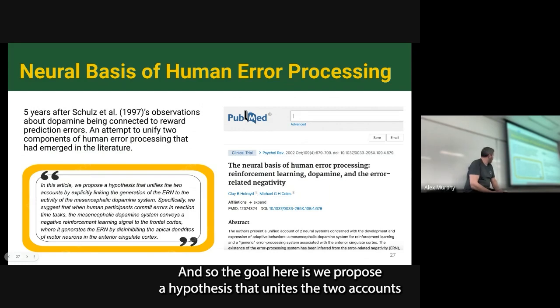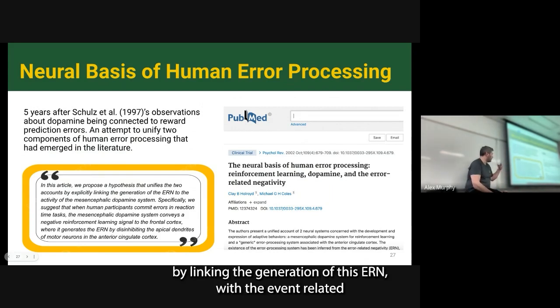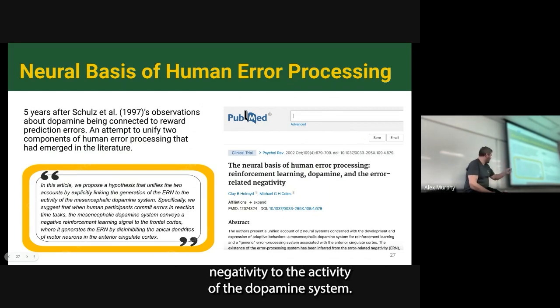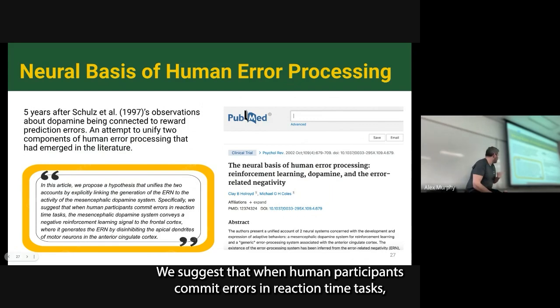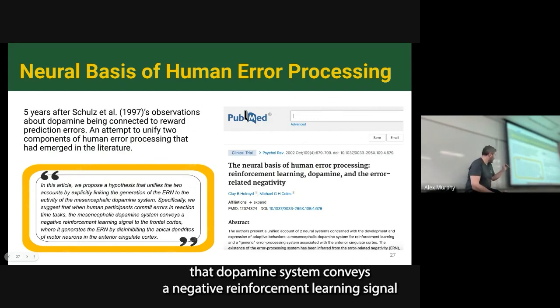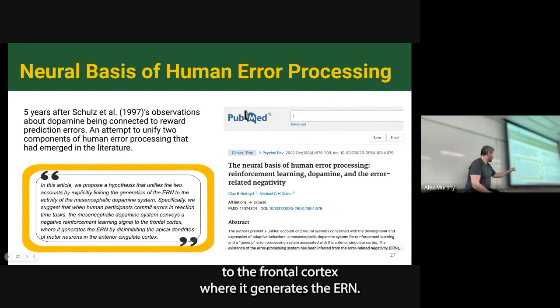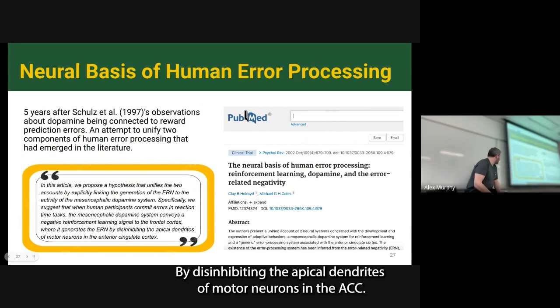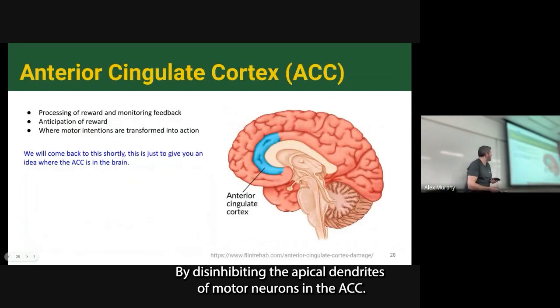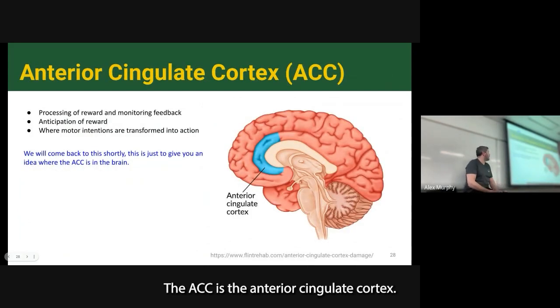And so the goal here is, we propose a hypothesis that unites the two accounts by linking the generation of this ERN, which is the event-related negativity, to the activity of the dopamine system. And we suggest that when human participants commit errors in reaction time tasks, the dopamine system conveys a negative reinforcement learning signal to the frontal cortex, where it generates the ERN by disinhibiting the apical dendrites of motor neurons in the ACC. The ACC is the anterior cingulate cortex as well.